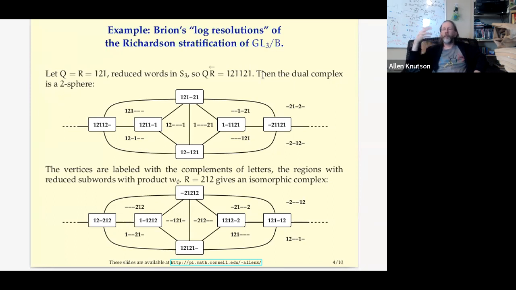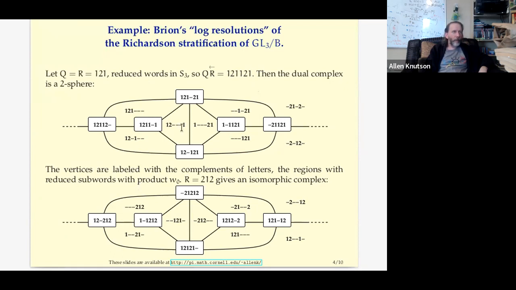The facets come from complements, and the faces come from things whose complements contain reduced words. Sorry, facets come from exactly reduced words, take complement. And so the facets here are these yellow guys, like this 1, 2, 1... or this 1, 2... 1.